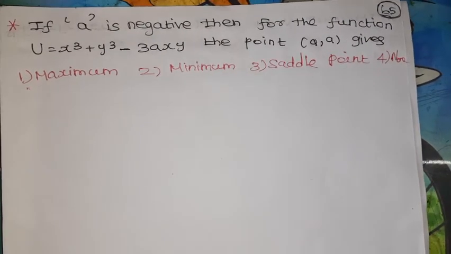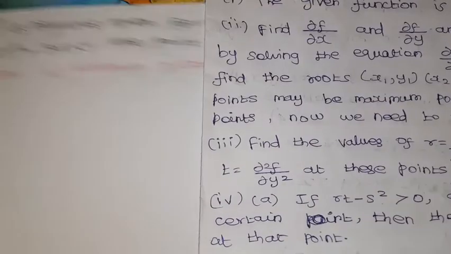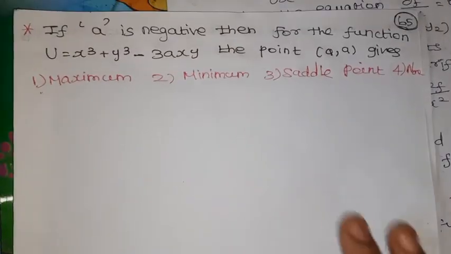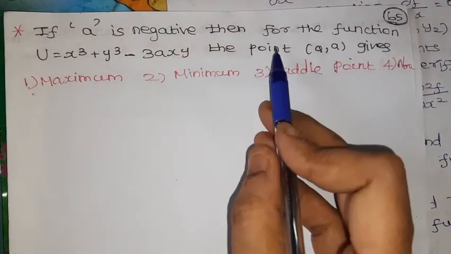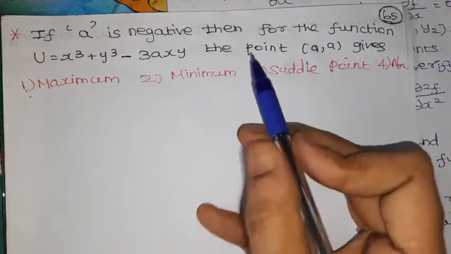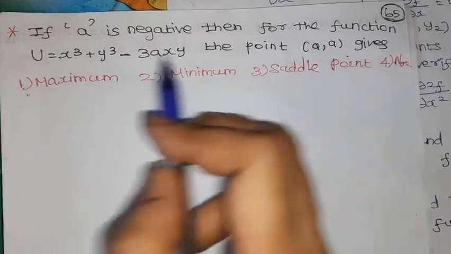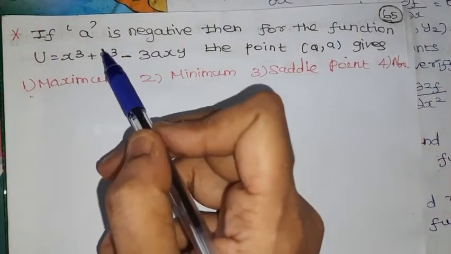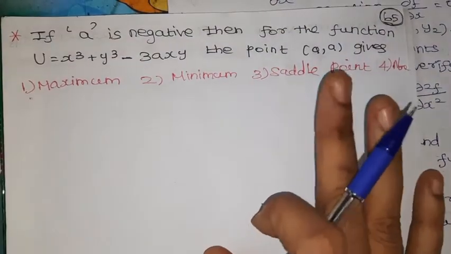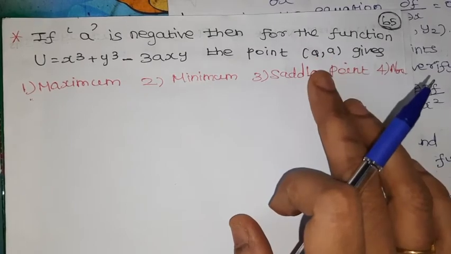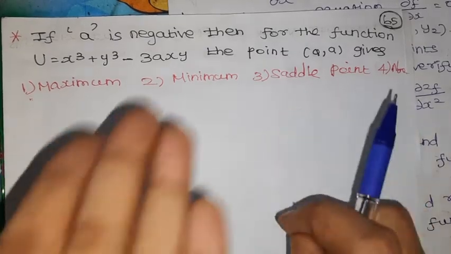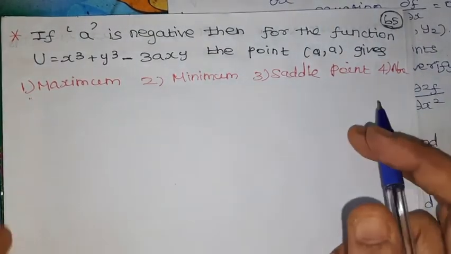Next problem. If A is negative, then for the function u equal to x cube plus y cube minus 3axy, the point A comma A. The point is given, the function is also given, and one more condition is given: A is negative. If A is negative, what is the nature of the point? Will it be maximum, minimum, saddle, or none of the above? We need to find out.